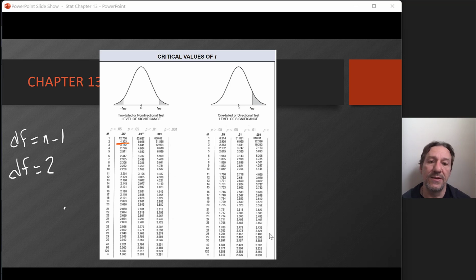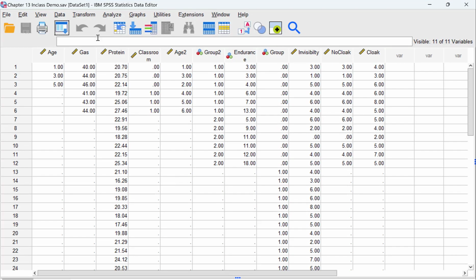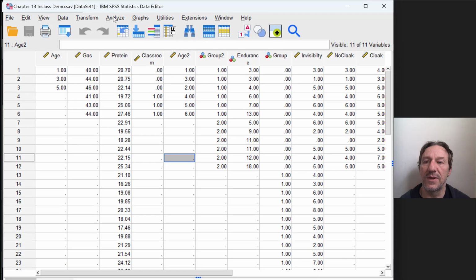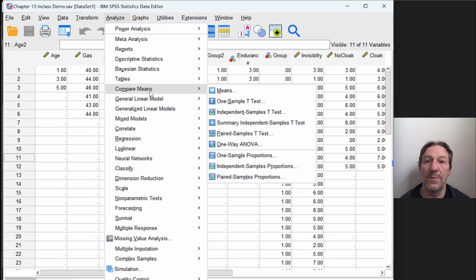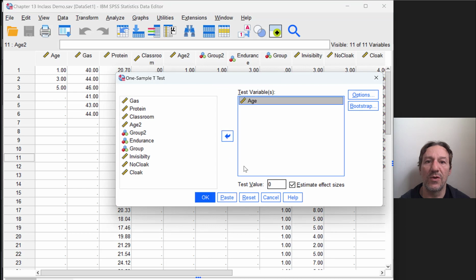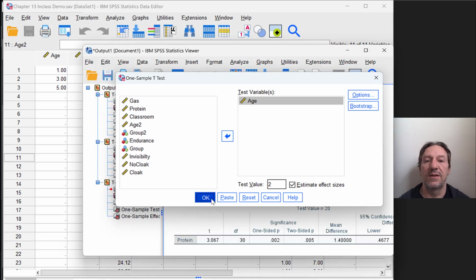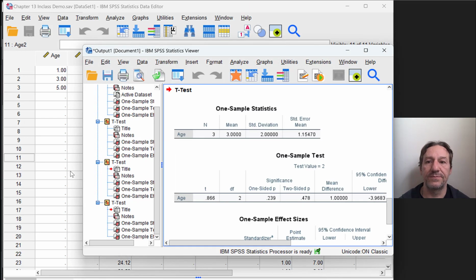That's how you do it by hand. You're never going to do it by hand, but I thought I'd show it to you. In SPSS, we're going to click Analyze, Compare Means, One Sample T-Test. Let me reset this. We'll move age over. Here's the part where people are going to make mistakes. With this test value, you have to put in the number that you think the population mean is. We had guessed it was going to be a 2, so put a 2 in there. Click OK, and we'll get our output.